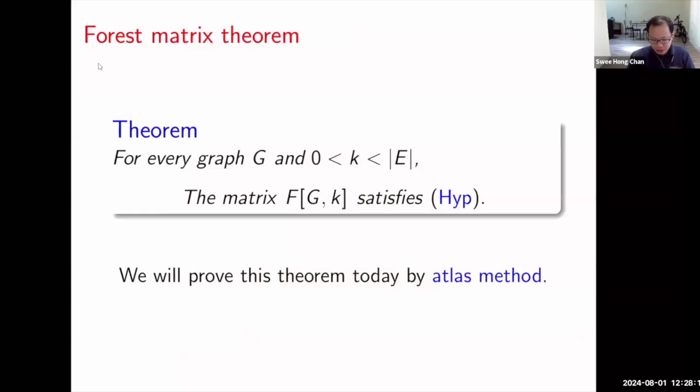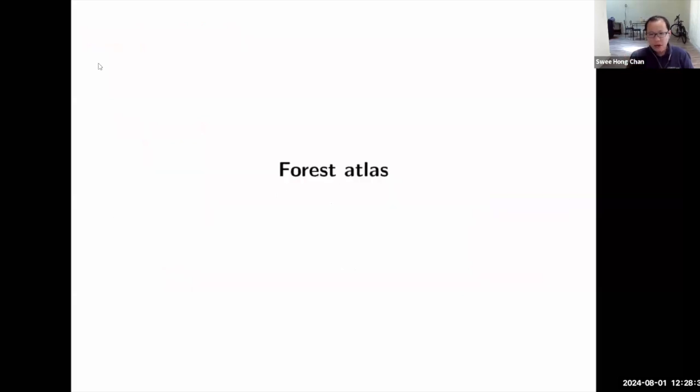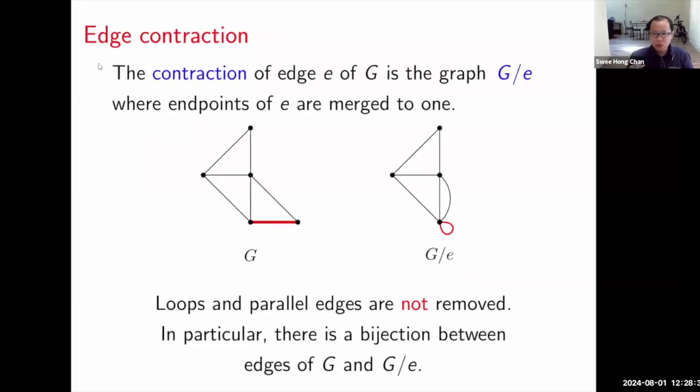Okay, so now that we have seen that the Forest matrix theorem can prove Mason's conjecture, let us now prove this theorem today. We'll prove this Forest matrix theorem by using the atlas method, and to do that I will need to define an atlas called the Forest atlas. To do that, first I need to define what an edge contraction is.